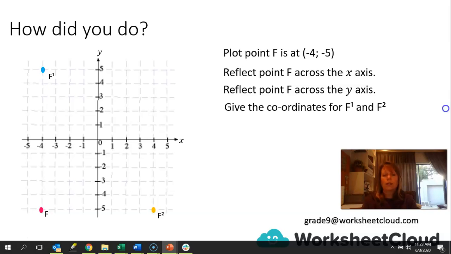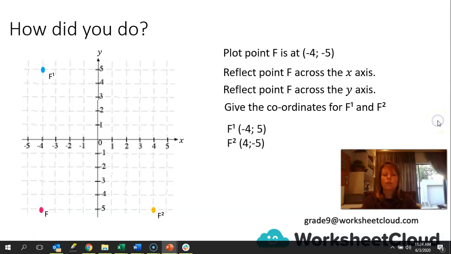F1 we looked at just now. F1 will be -4 and the y value is 5. So it's -4, 5. Remember that is because we've crossed over the x value, so our x value stays the same. There you can see the original one and our new one, or the reflection. And our y value is now different because it was -5. It has now become 5.